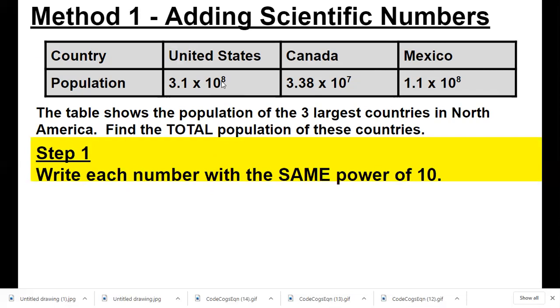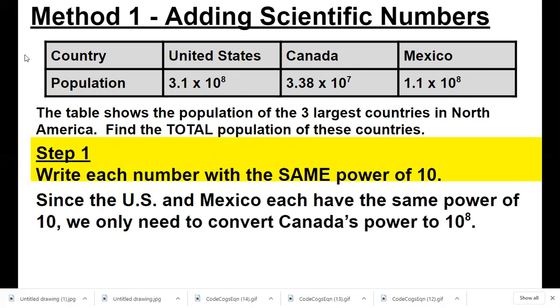Only in our case, it's the power of 10 that needs to be the same. So if you look up here, this is 10 to the 8th, this is 10 to the 7th, and this is 10 to the 8th. There's one odd duck out. Do you know which one it is? Yeah, 10 to the 7, Canada. So we're going to have to change 10 to the 7 to match the US and to match Mexico. Since the US and Mexico each have the same power of 10, we only need to convert Canada's power to 10 to the 8th power.